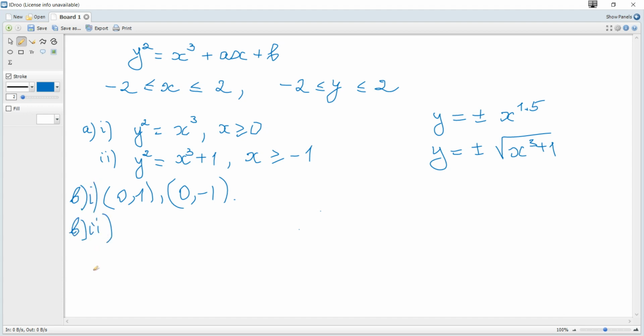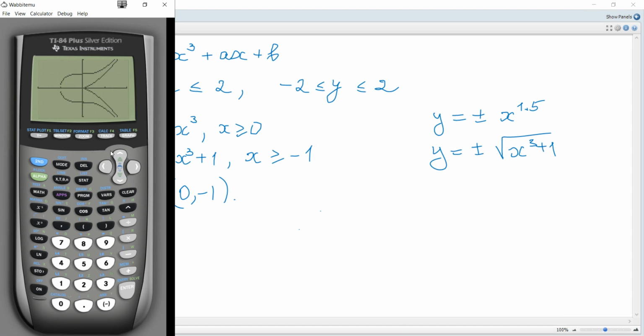BII. By considering each curve from part A, identify 2 key features that would distinguish one curve from the other, 1 mark. And we can see that y squared is x cubed has a sharp point, the other does not. y squared is x cubed plus 1 has points of inflection, the other does not.